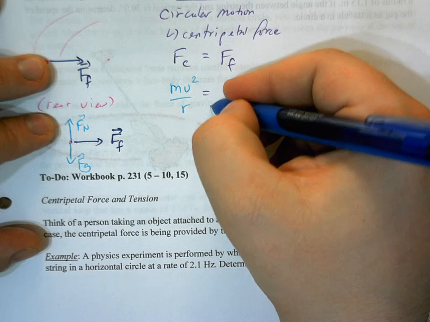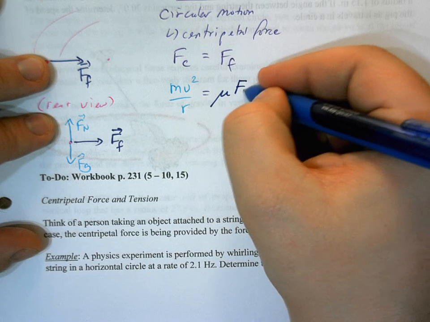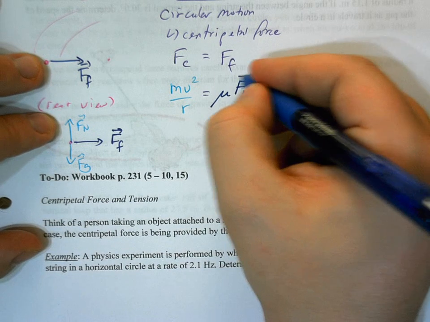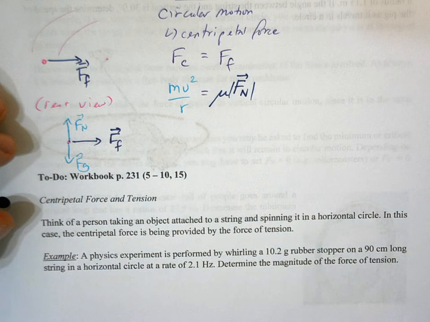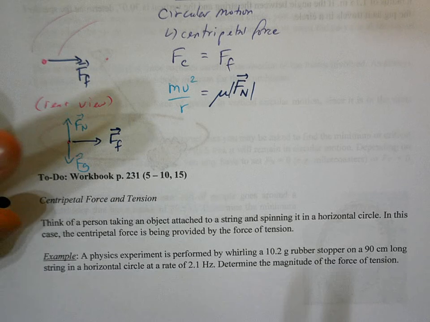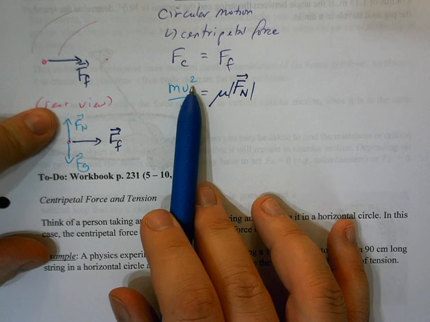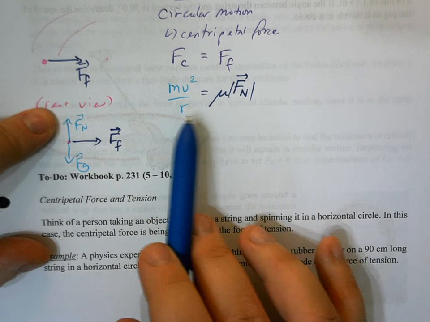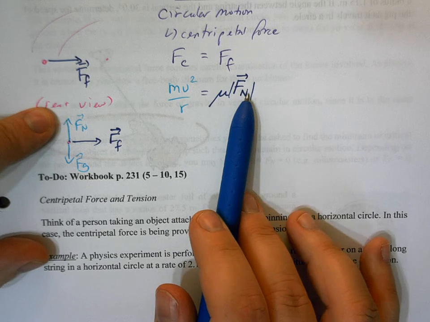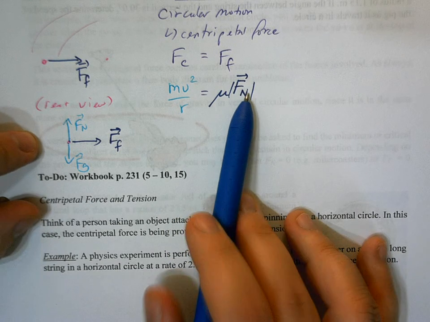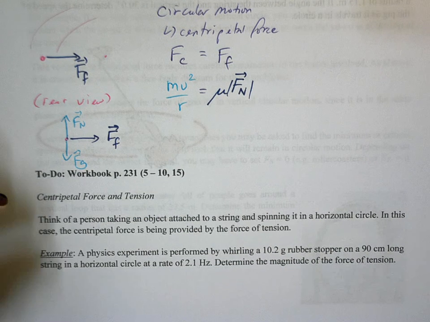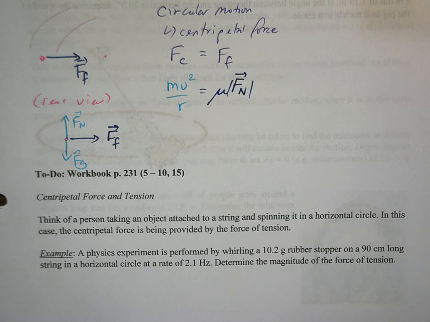is just going to be the coefficient of friction times the normal force, or the magnitude of the normal force rather. Now, we know m, we know v, or actually we're trying to determine v, we know r, we know mu, we don't know Fn. That's where this free body diagram is going to come into play. That's going to help us out.